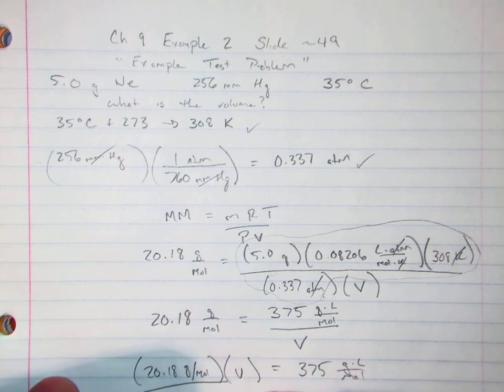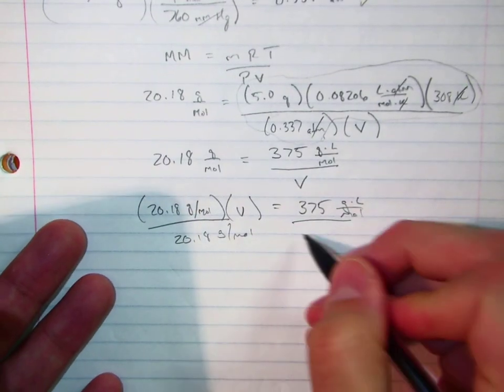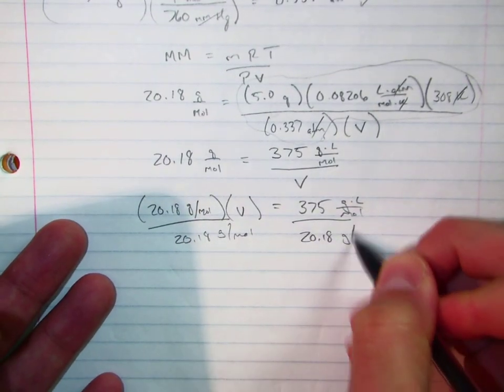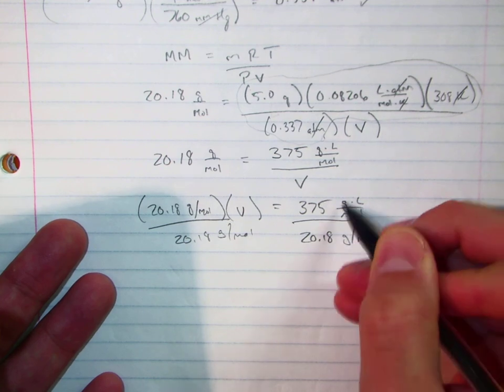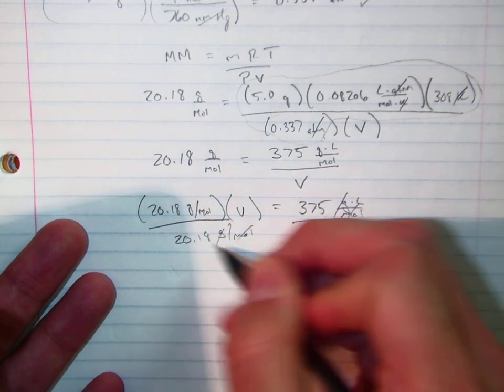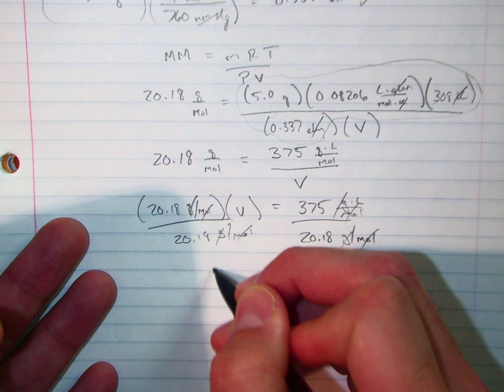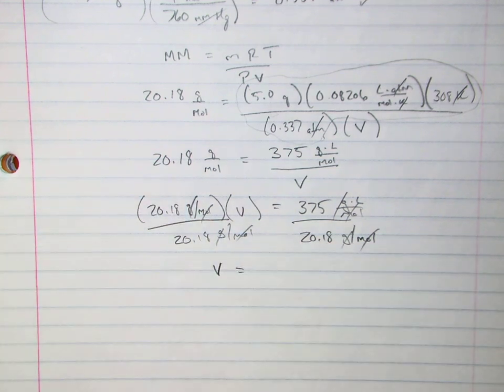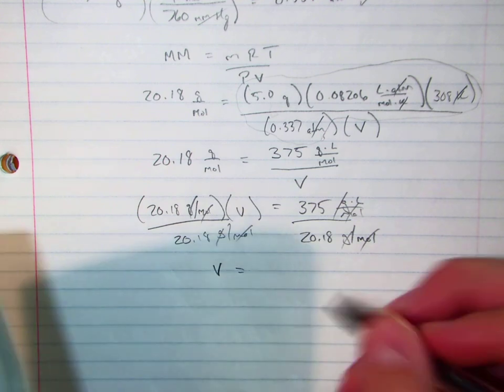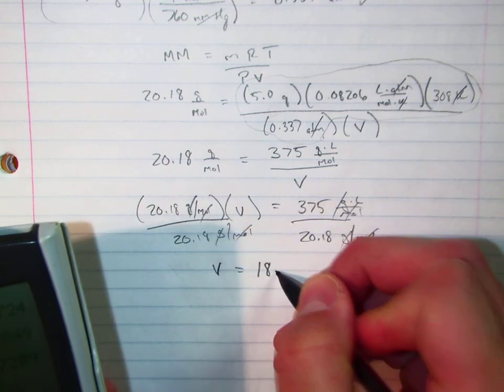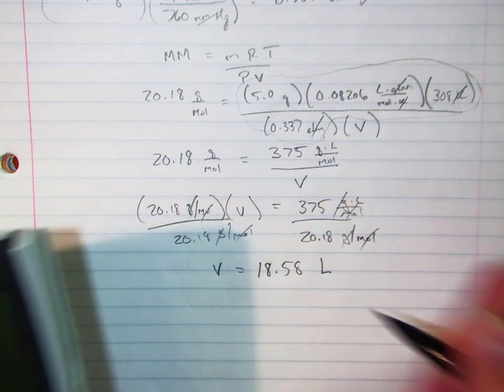Divide both sides by 20.18 grams per mole, which means grams per mole cancels everywhere. I'm left with final volume. It's equal to 375 divided by 20.18. And I get a final volume of 18.58 liters.